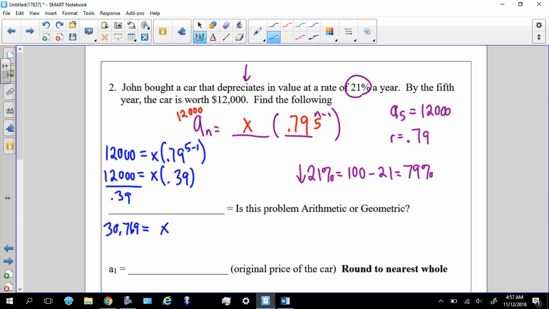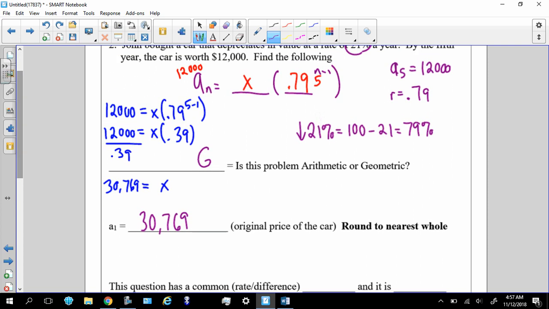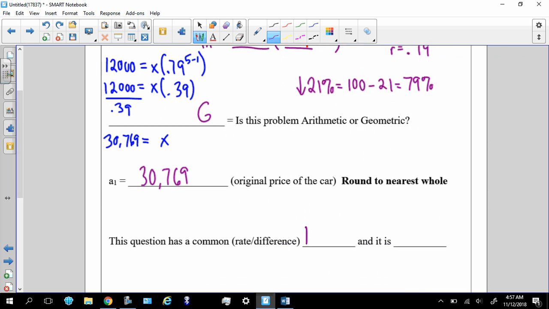All right, so I should have just probably carried that all the way down. So what is the original price of the car? $30,769. Now, was it geometric? It was geometric. I kind of ran out of room there. Now, because it's geometric, I have a rate, and that's going to be 0.79, because remember, it's always what I'm multiplying by.